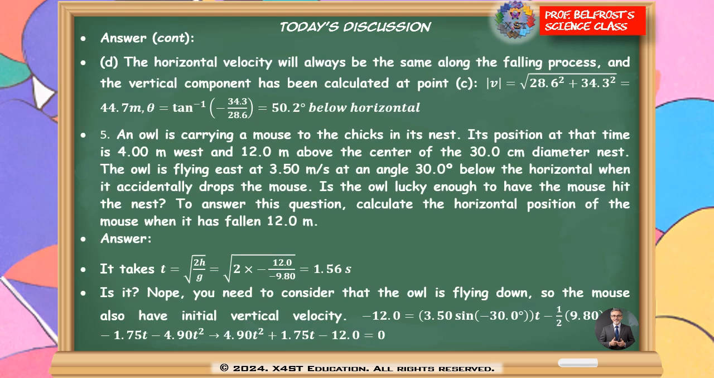And for its velocity, the magnitude is just taking the Pythagorean theorem into account. For theta, it is taking the arctangent into account. As shown in the slide, this is the calculation.